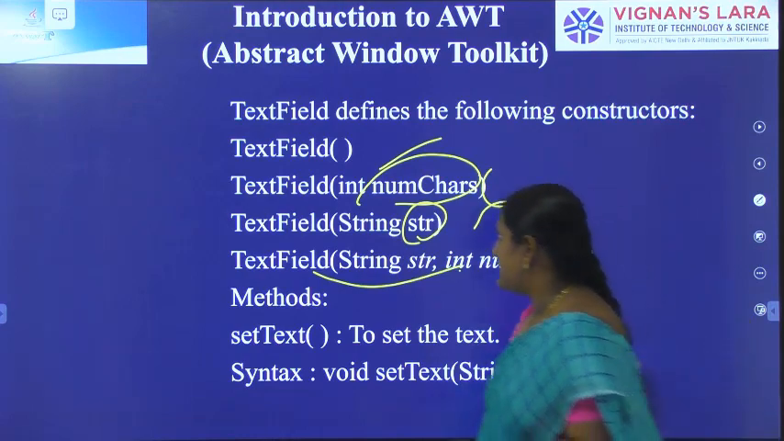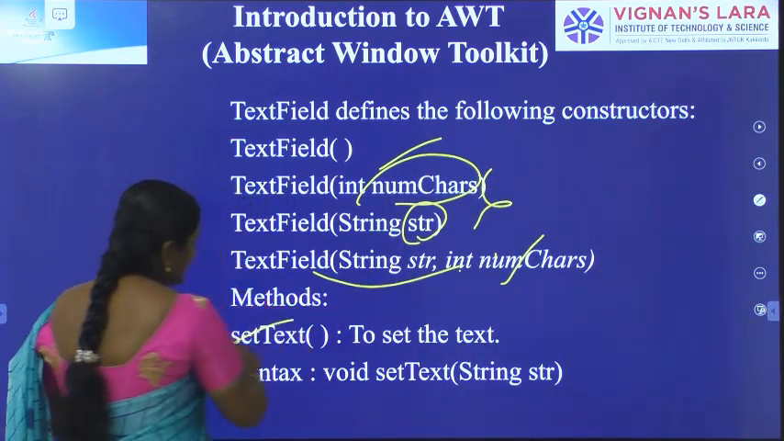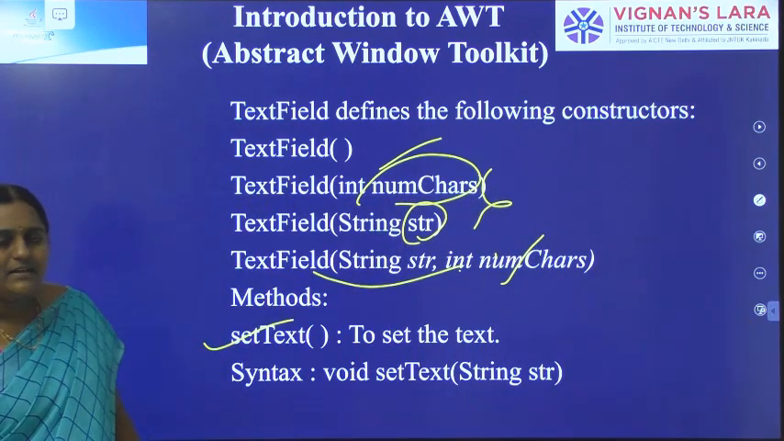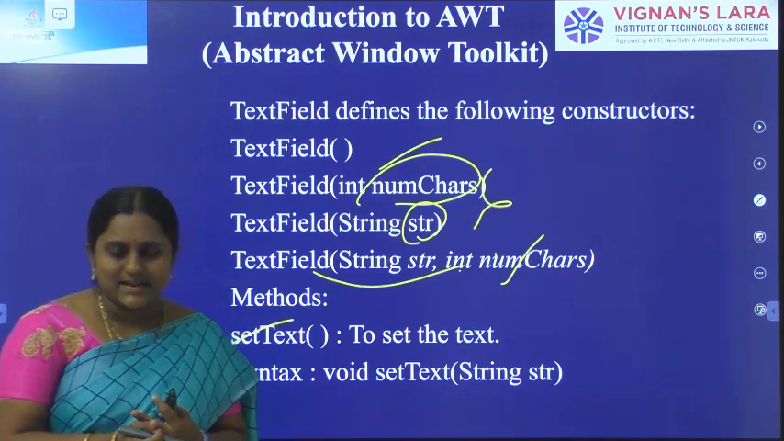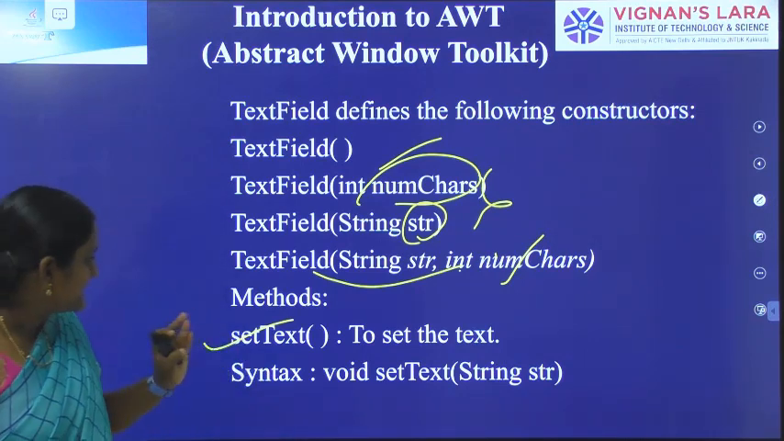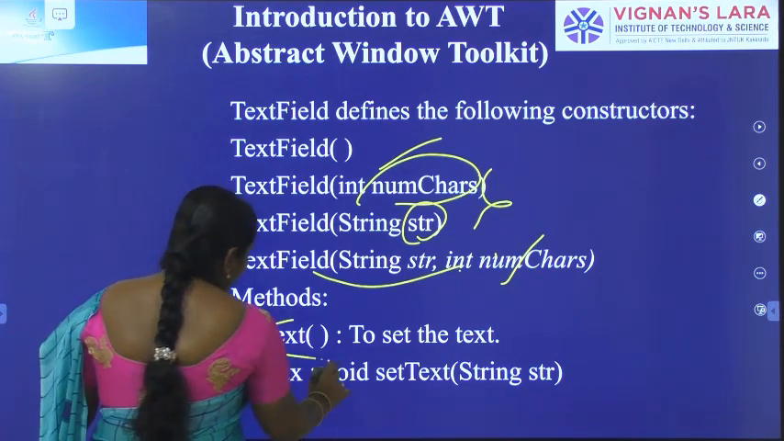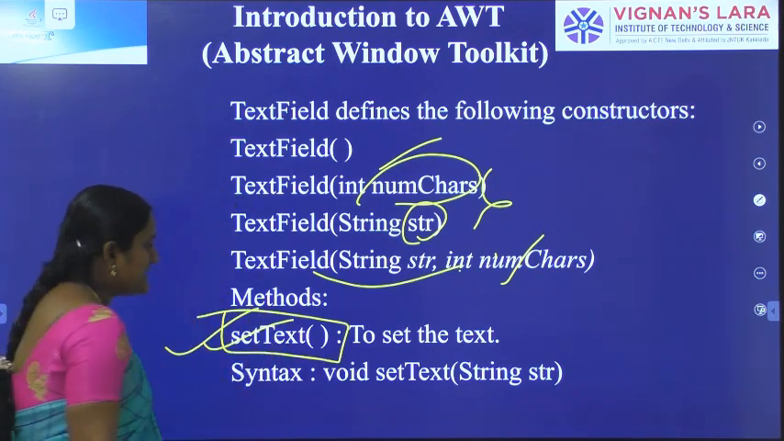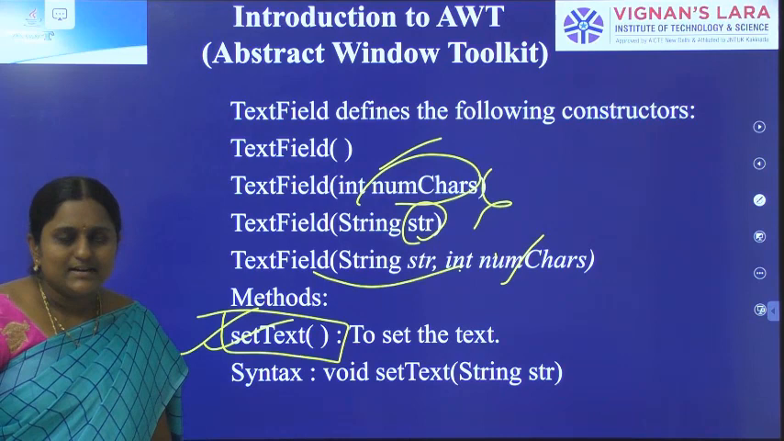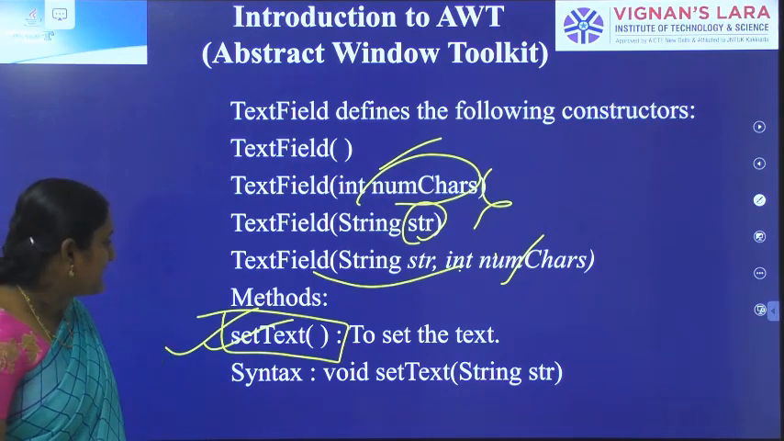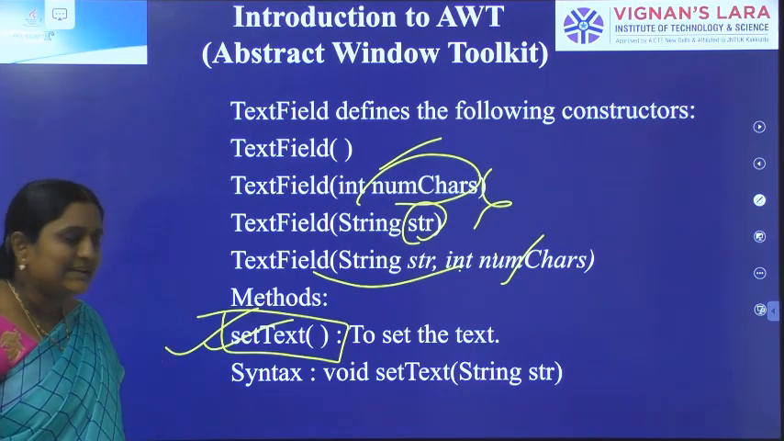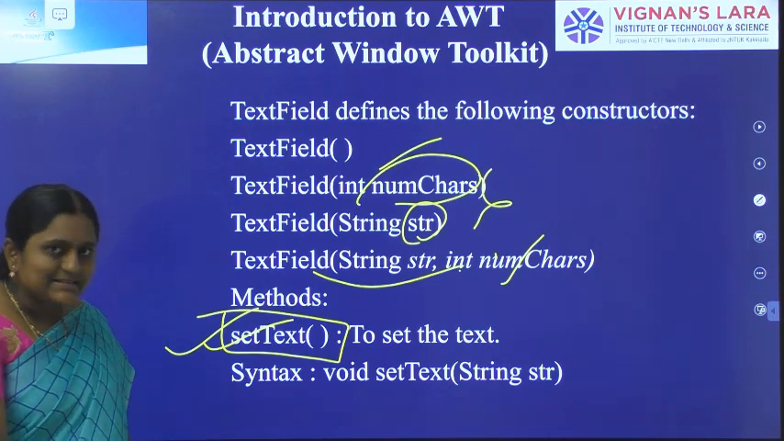Next, what are the methods available in the TextField class? The setText method will help you to set the text in that text field. So setText is a method. This method is present in which class? The TextField class. What is the importance of the setText method? To set the text in the text field.